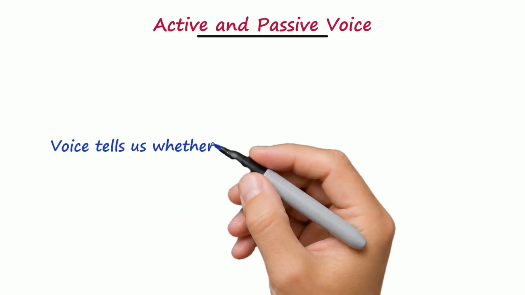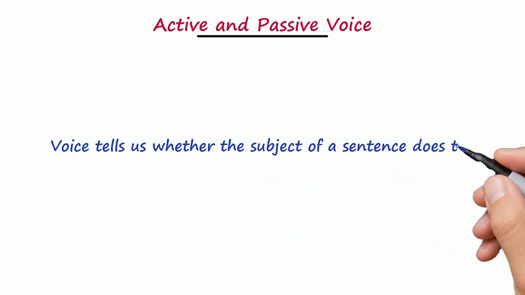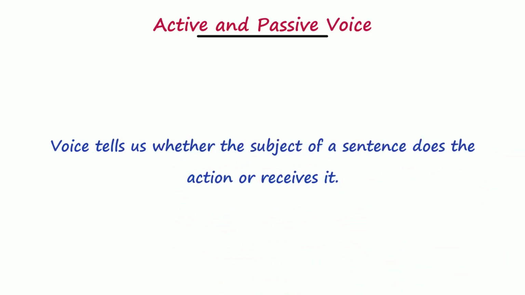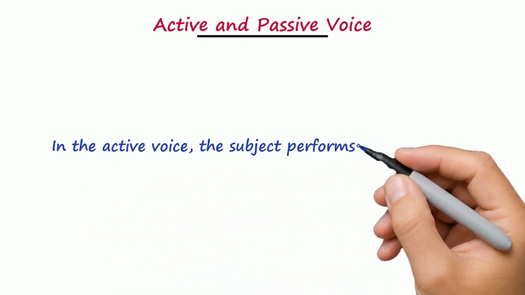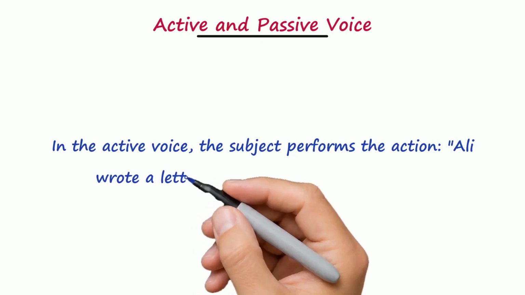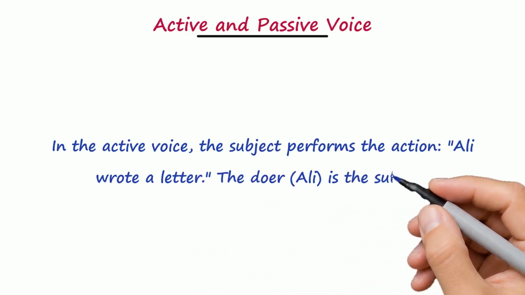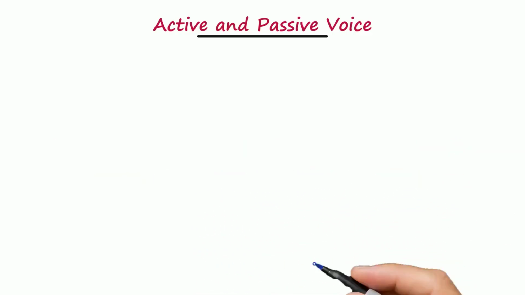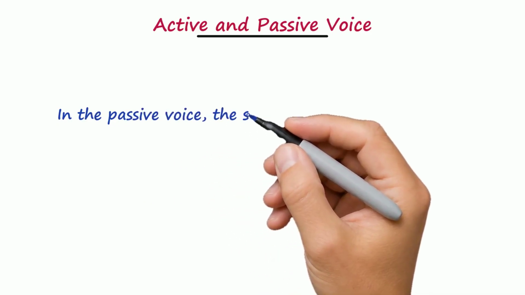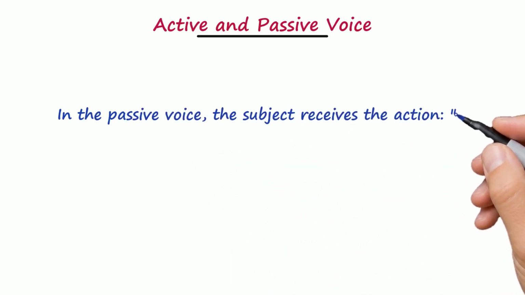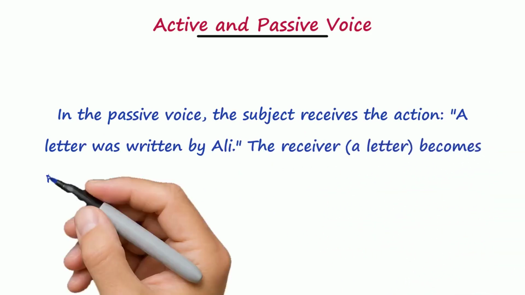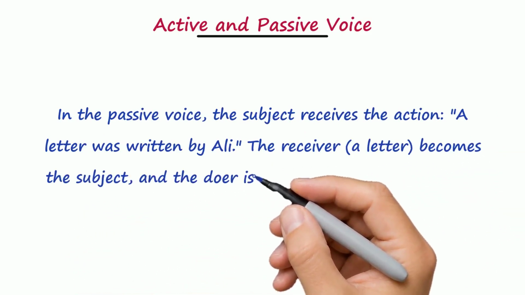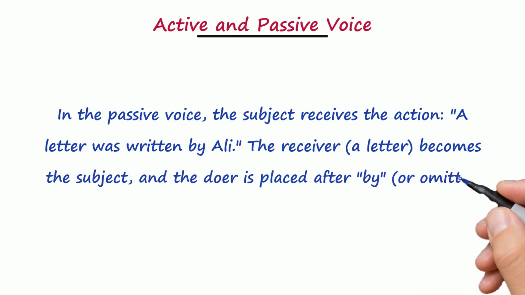Voice tells us whether the subject of a sentence does the action or receives it. In the active voice, the subject performs the action. Ollie wrote a letter. The doer, Ollie, is the subject. In the passive voice, the subject receives the action. A letter was written by Ollie. The receiver, a letter, becomes the subject, and the doer is placed after by or omitted if unknown.